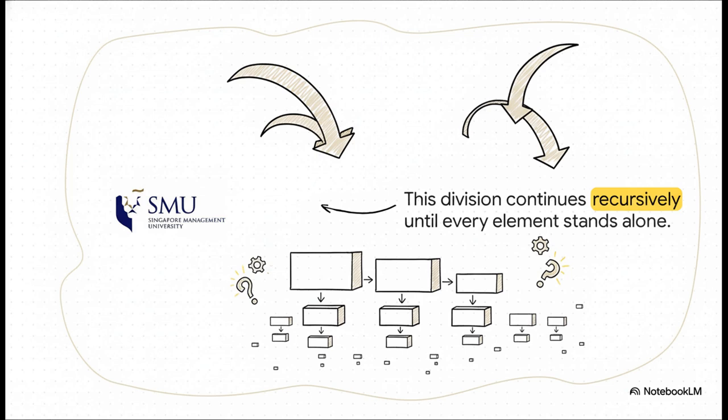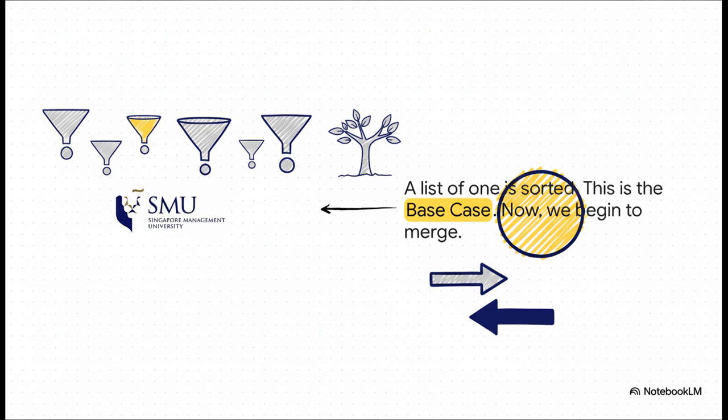And the process just keeps going, relentlessly breaking the problem down into smaller and smaller pieces, until you're just left with a bunch of tiny lists containing only one number. And a list of 1 is, by definition, already sorted. And that, right there, that's our base case. We've found the simplest possible version of the problem.